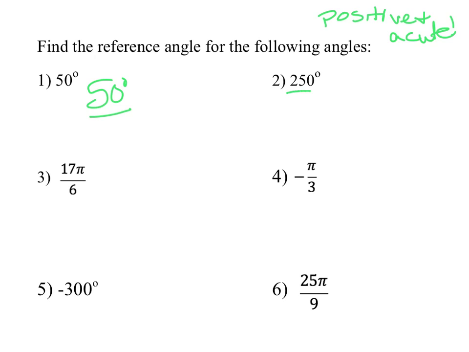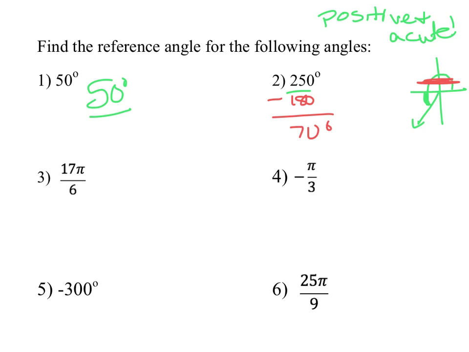250. Well, where are we when we're at 250? I do like to draw these out because I'm weird. Okay, so 250 is in quadrant 3. So in quadrant 3, we have to get back to the x-axis. We have to cut out the 180 up here, so I subtract 180. 70. Wish you guys were here to tell me if I was right. Yeah, so 70. All right.